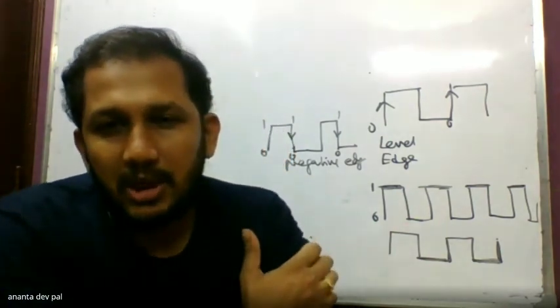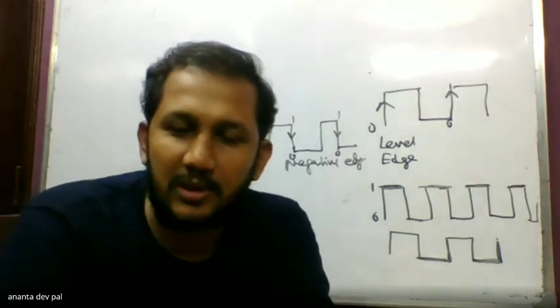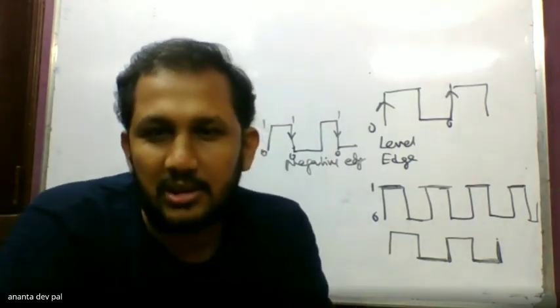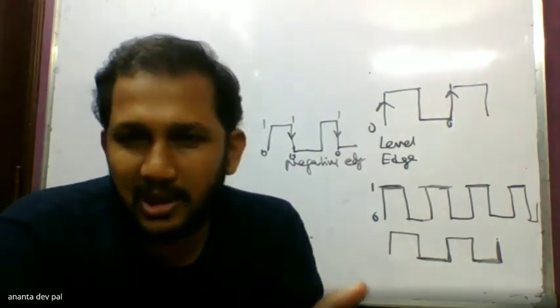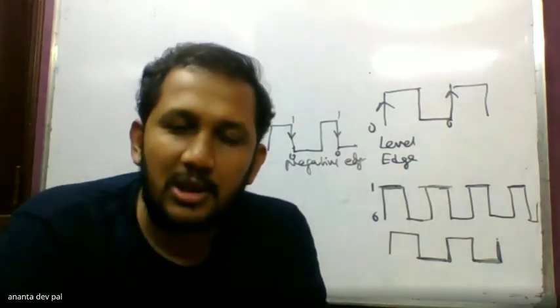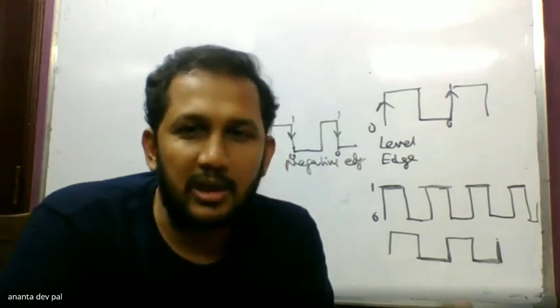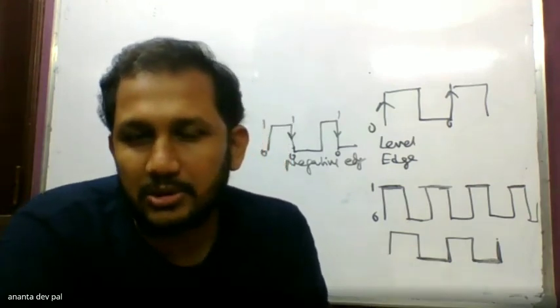So in this video I discussed sequential circuits, combinational circuits, different types of sequential circuits, and the difference between combinational and sequential circuits. In the next video I will discuss flip-flop and latch, the difference between flip-flop and latch, different types of flip-flops, with block diagram, circuit diagram, truth table, and so on.